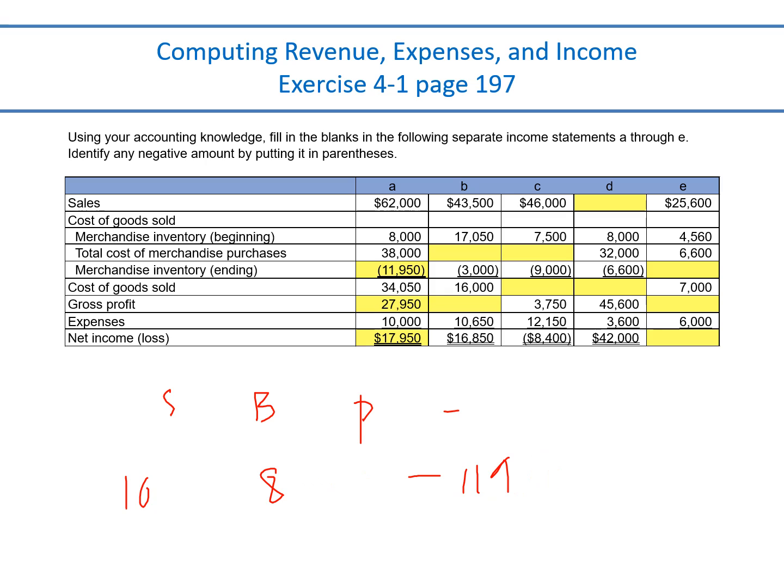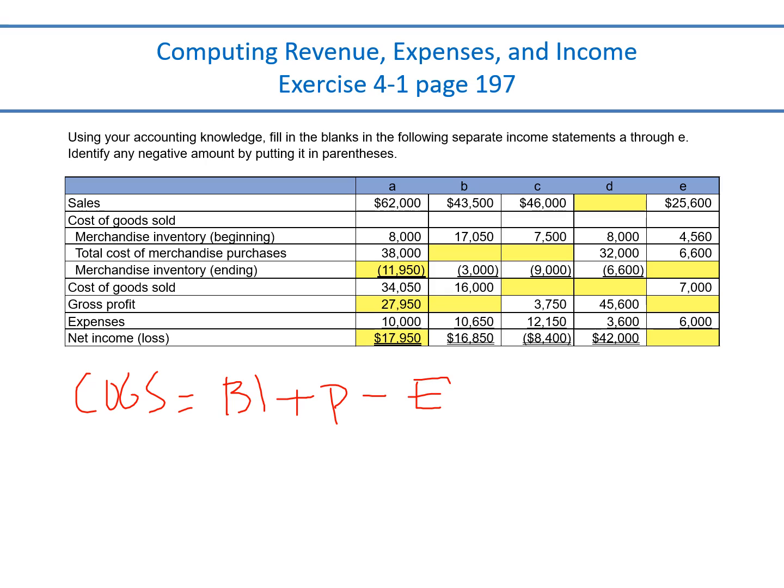Okay. So in letter B, I shouldn't erase that formula. Let me put it back. We know that our cost of goods sold is equal to beginning inventory plus purchases less ending inventory, right? So if we fill in our pieces, our beginning inventory is 17,050. Our purchases, we don't know. Our ending inventory is 3,000. And our cost of goods sold is 16,000.